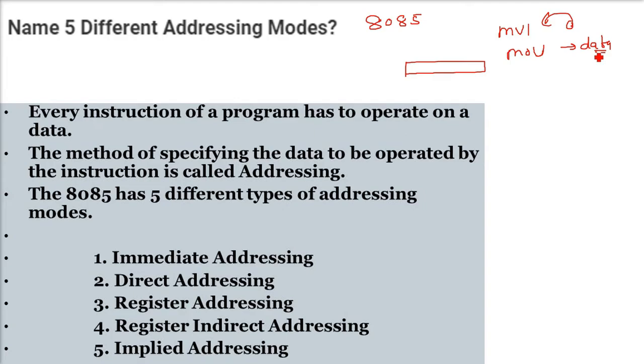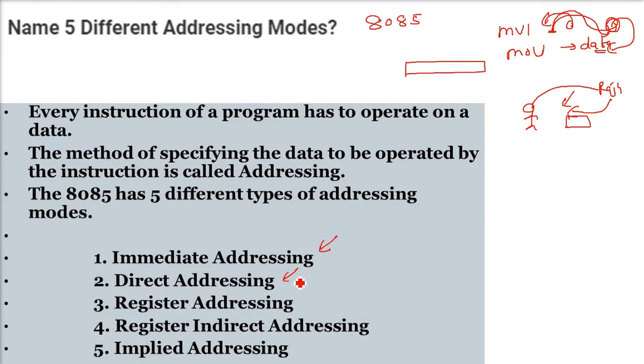So the method or the technique or the way of specifying the data to be operated on by the instruction is called addressing. That is, the instruction can tell you, this is the data. In the instruction itself, the data is there. Or the instruction can say, this is the address of the data. It is like telling your friend, you have to come to that corner, there is my house. Or you can say, come to the corner, ask the fellow there, and he will tell you my address. So there can be different ways the data is being specified.